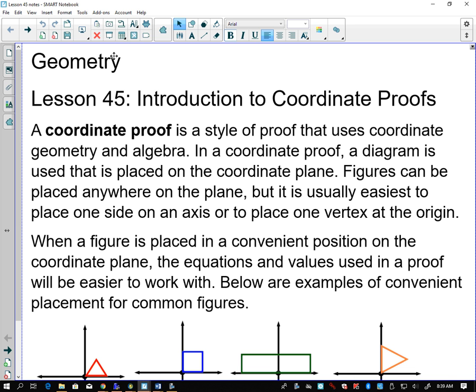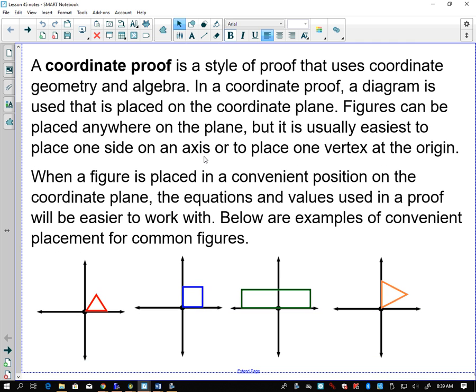Figures can be placed anywhere on the plane, but in order to make your life a whole lot simpler, there are specific locations that make it easier to understand. It's usually easiest to place one side on an axis or to place one vertex at the origin. What you see down here is a list of examples given different shapes. If you were going to place a triangle somewhere, probably the easiest place is to put a side on an axis and a vertex at the origin, as much as you can.